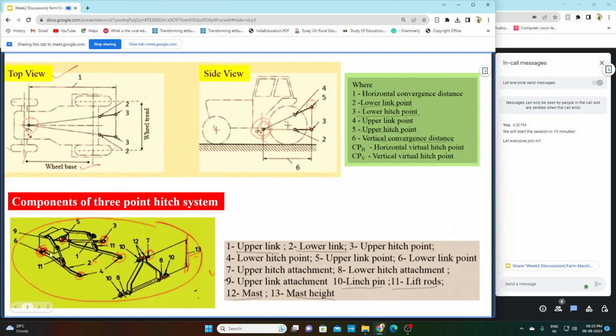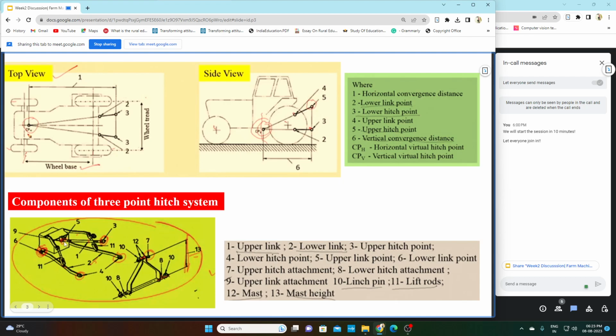Okay, so hitch point is clear, I hope. Now link points. The point at which the link is joined with the tractor is called the link point. Again I am repeating: the point at which the link is joined to the tractor is called the link point.